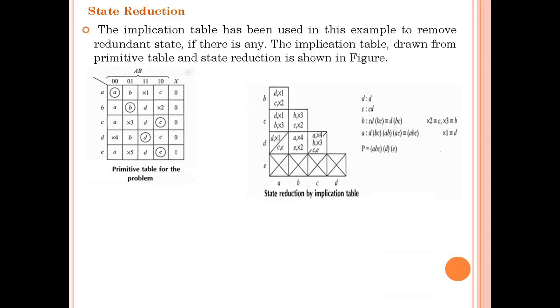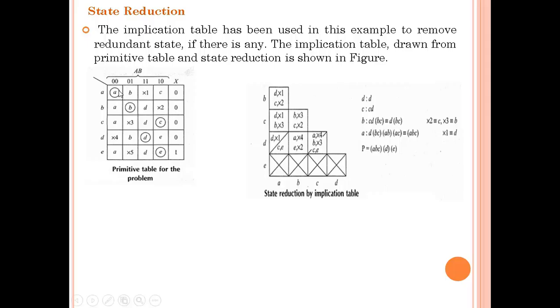Now, to draw the implication table, as we have discussed earlier, we have 5 variables here: A, B, C, D, E. We have to write down 4 vertically, B, C, D and E, and on the horizontal line we have to write the variables A, B, C and D. We do not require the cross section of AA, BB, CC, DD and EE.